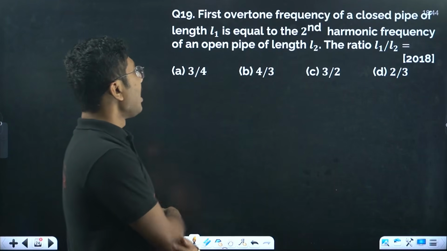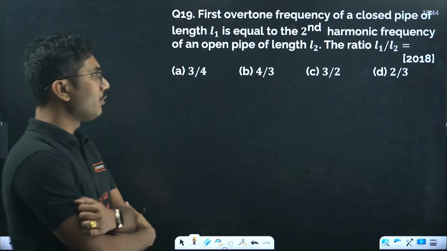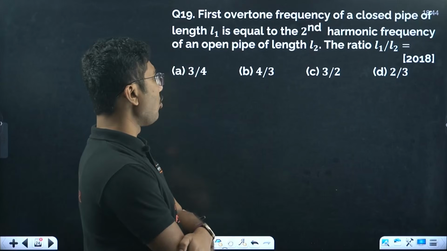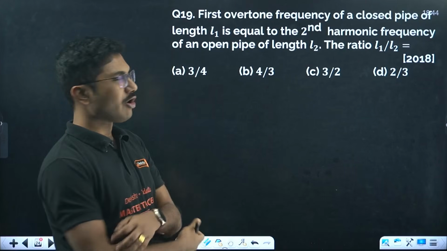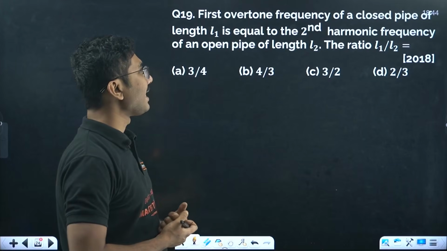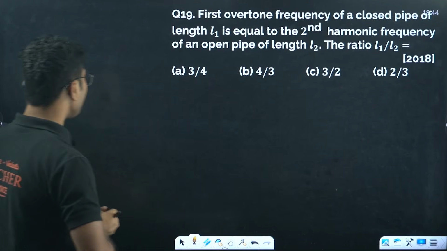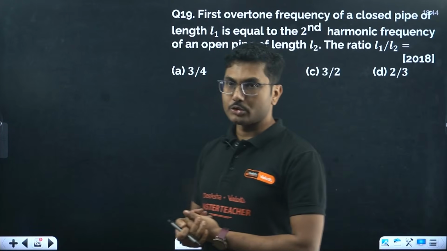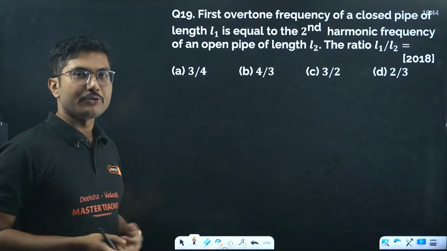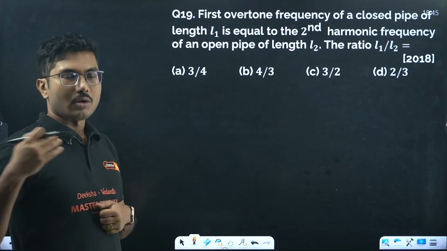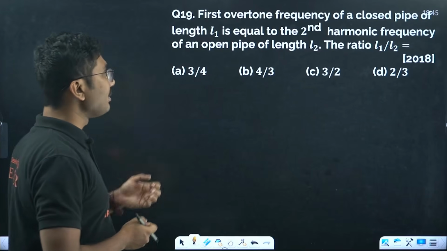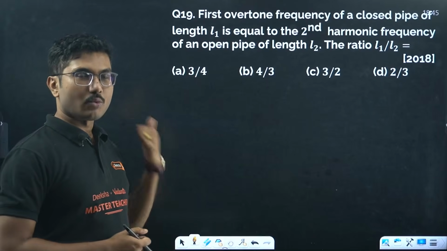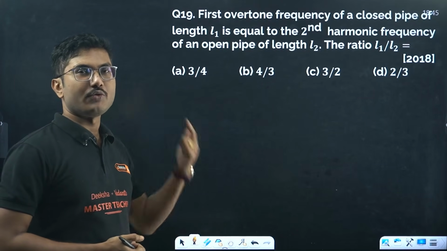Now next, the first overtone frequency of a closed pipe of length L1 is equal to the second harmonic frequency of an open pipe of length L2, then find the ratio of L1 and L2. Now here you have to remember that overtone means the second highest frequency. A closed pipe, closed on one side, always produces odd harmonics. That means the overtone frequency of the closed pipe must be the second one. So after 1, 2 is missing, so the first overtone will be 3.